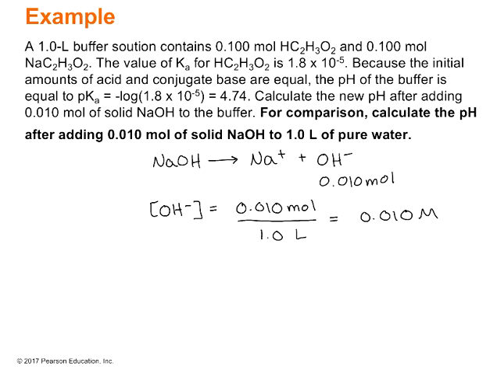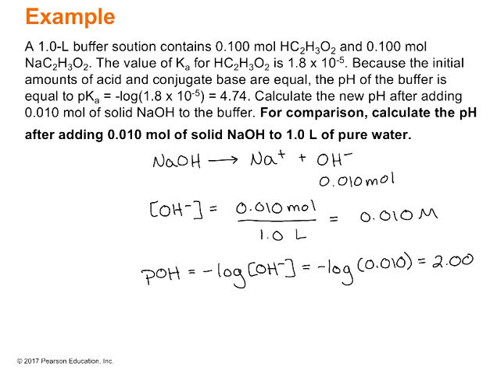Easy enough. So now, to calculate the pOH, we're going to plug in the concentration of hydroxide ions. So we're going to take the negative log of 0.01, and that should give us a value of 2. Now remember, on the pOH scale, the smaller the pOH, the stronger the base. So this makes sense.